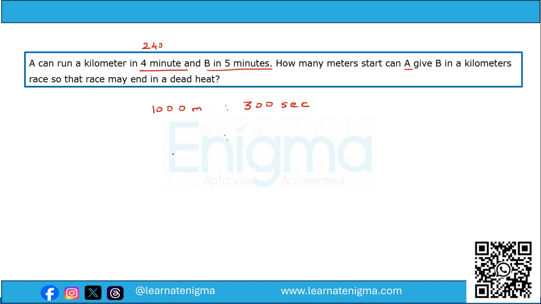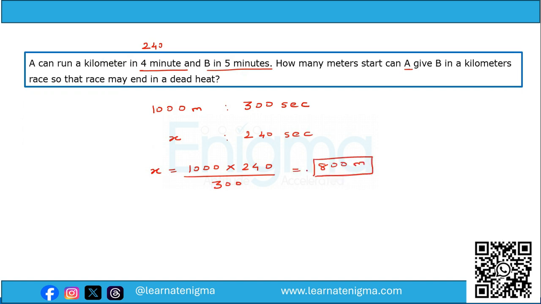We want to find out how much distance B can cover in 4 minutes, that is 240 seconds. Let's assume it to be x. So by cross multiplying, x will be equal to 1000 into 240 divided by 300. So this comes out to be 800 meters. So B can cover 800 meters in 4 minutes, that is 240 seconds.